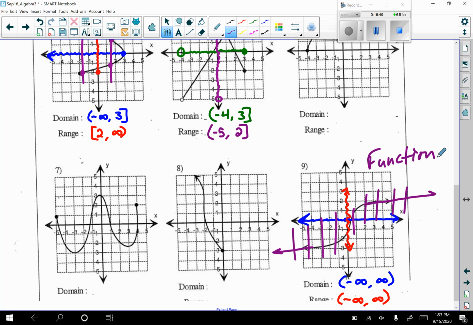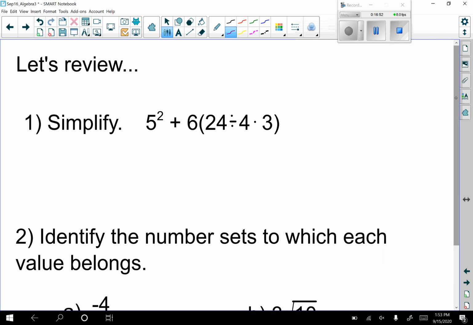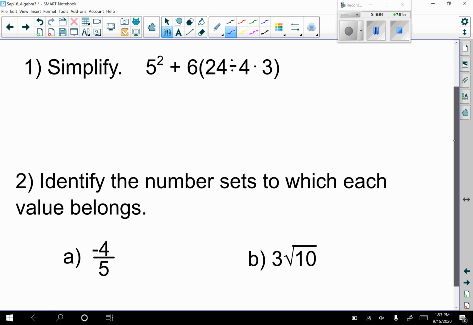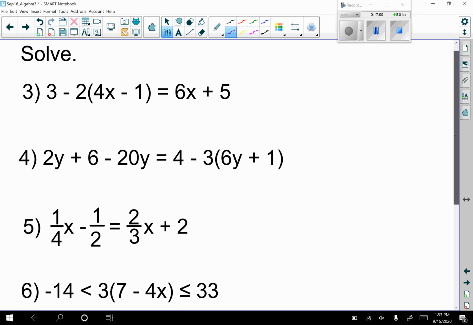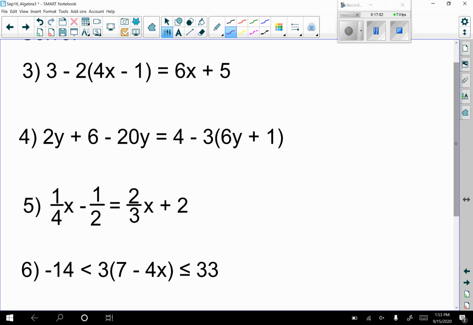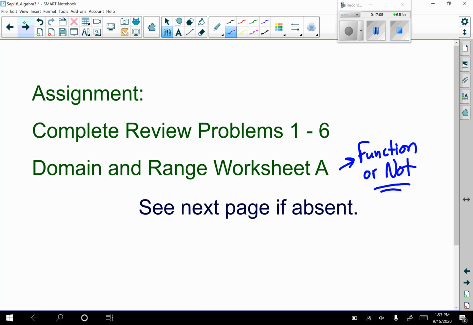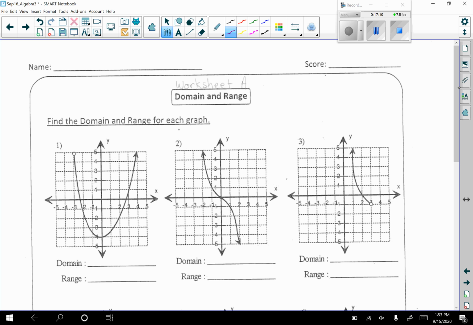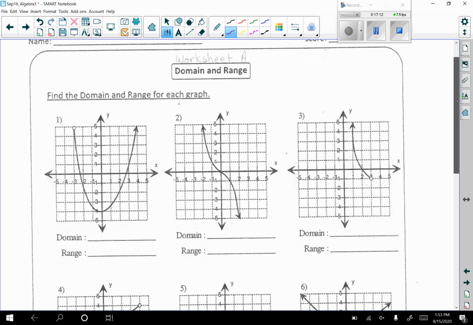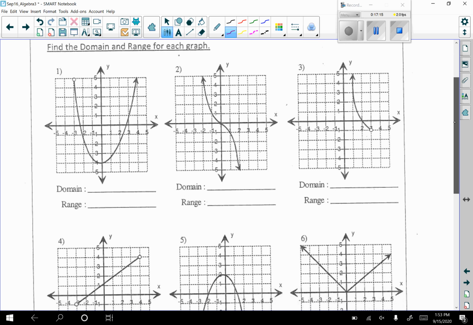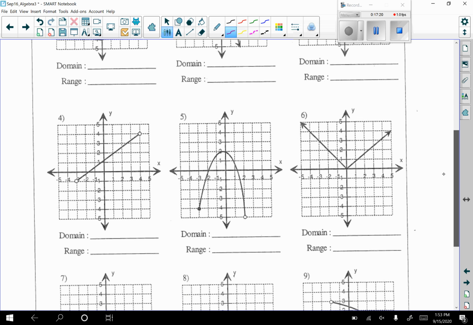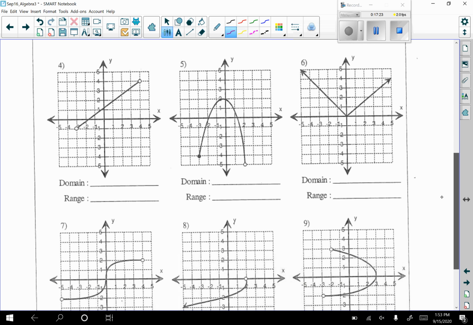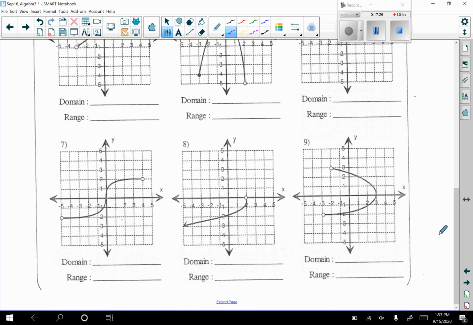All right, so what I'm assigning in class today, and I have this as a separate PDF, I have these 2 review problems, 4 more equations to solve, and then on the next page I have more domain and range, but do all 9 of these. So you could just pause the video to answer them, or like I said, I have a separate PDF that you can print out and write right on the worksheet. Let me know if you guys have any questions.